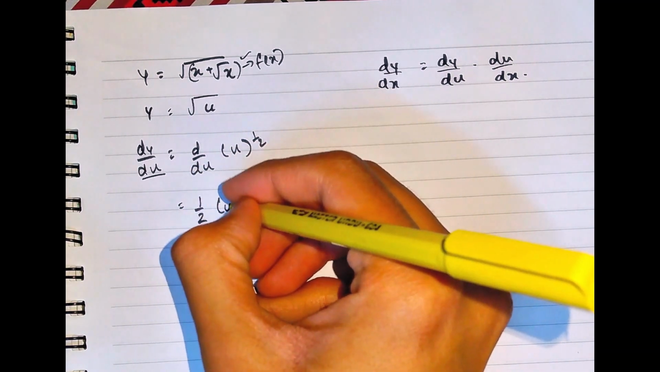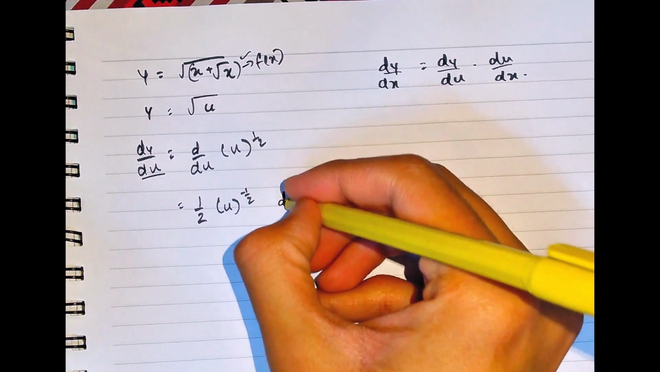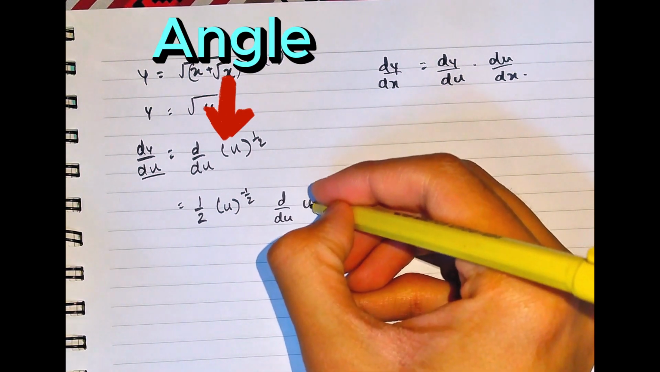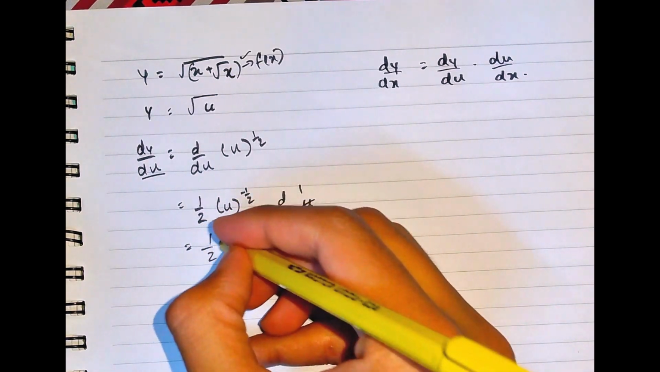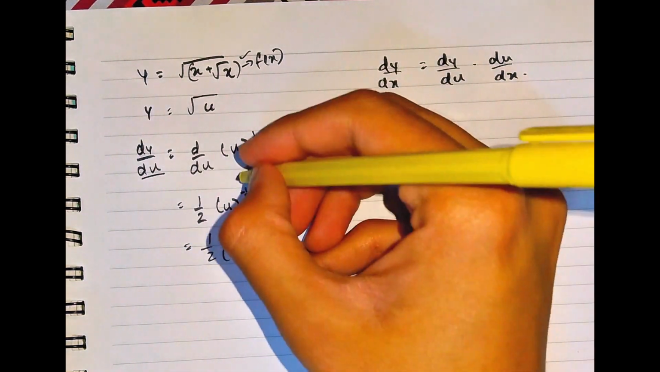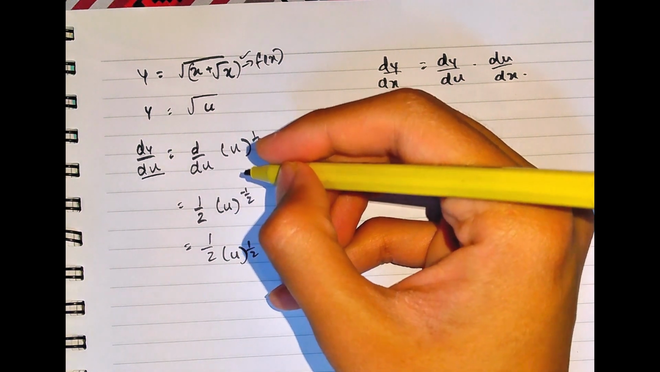1/2 u^(-1/2). And now what is the derivative of the angle? What is the angle? It's actually u, so it would be 1. So what I have at the end is 1 upon 2u^(1/2). I have reciprocated this u because it has a negative exponent, and if I reciprocate a negative exponent, I will get a positive exponent.